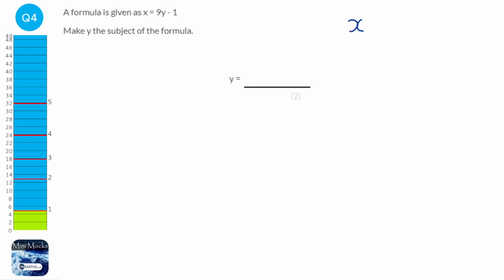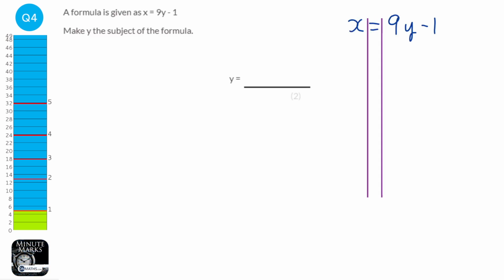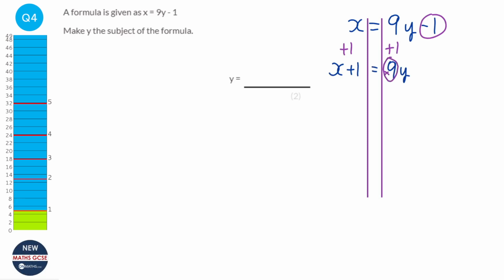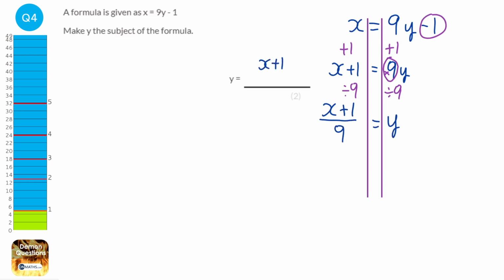So I'm going to write the formula out. And we're asked to make y the subject, so I'm just going to get my lines in. And so what's stopping us from having y on its own? Well, this minus 1, how am I going to get rid of it? Add 1 both sides. So we've got x plus 1 equals 9y. What else do we have that stops y from being on its own? Well, this times 9 here. So we're going to do the opposite, the inverse, which is divide by 9 both sides. And to do that nicely, we just do it as a fraction. x plus 1 over 9 equals y. So therefore y is x plus 1 over 9.